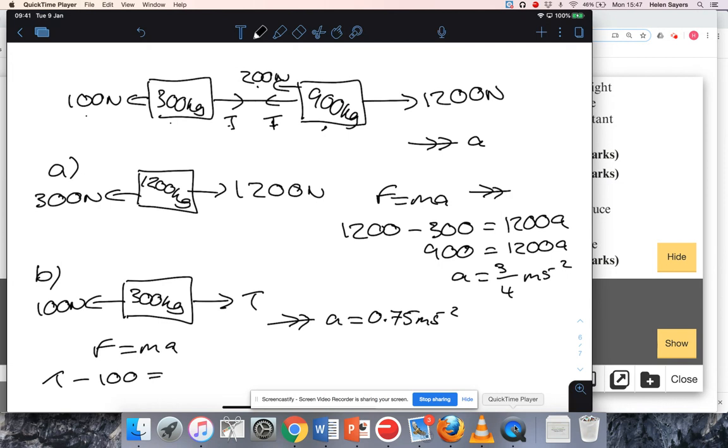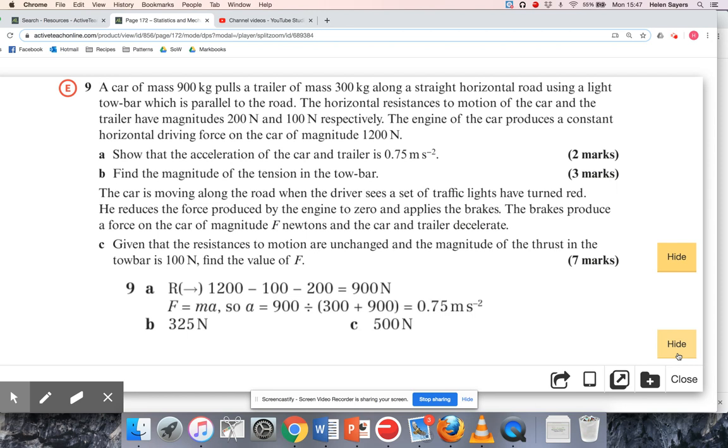So taking the right as positive, T minus 100 equals the mass of 300 kilograms times the acceleration, which we now know is 3/4. And obviously, even if you hadn't been able to answer part A, you could still have used that value to answer part B. So 300 times 0.75 and then plus the 100 gives me a tension of 325 newtons. Okay, so just double check those answers before we carry on. 0.75 meters a second squared and 325 newtons.